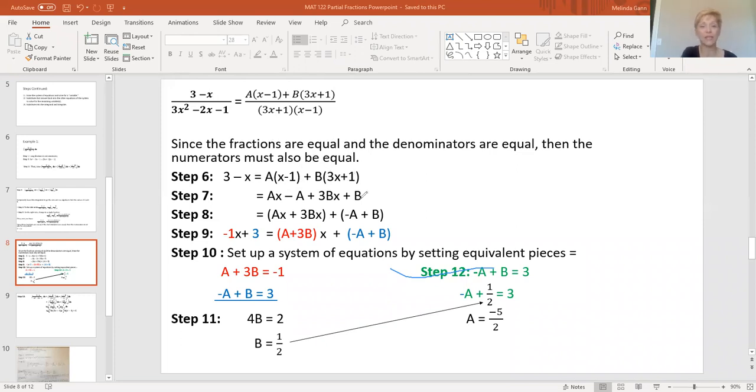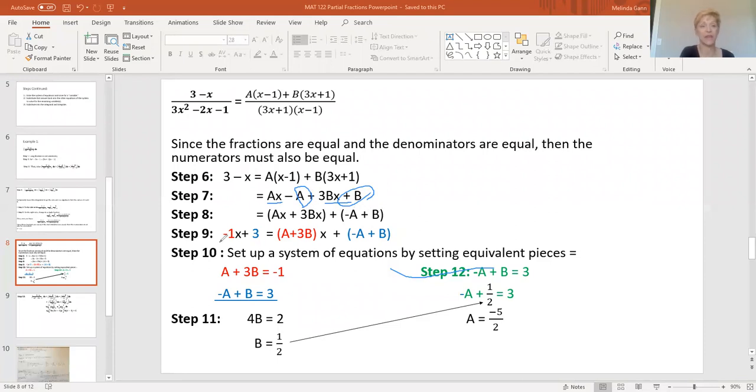Then I group like terms together. This thing right here has an x in it, and this thing right here has an x in it. So that's what I mean by I grouped those like terms together. This thing right here doesn't have any x's in it, and this thing right here doesn't have any x's in it. But notice it's a minus A and a plus B. So I grouped them together. So these are my x terms, and these are my constants.